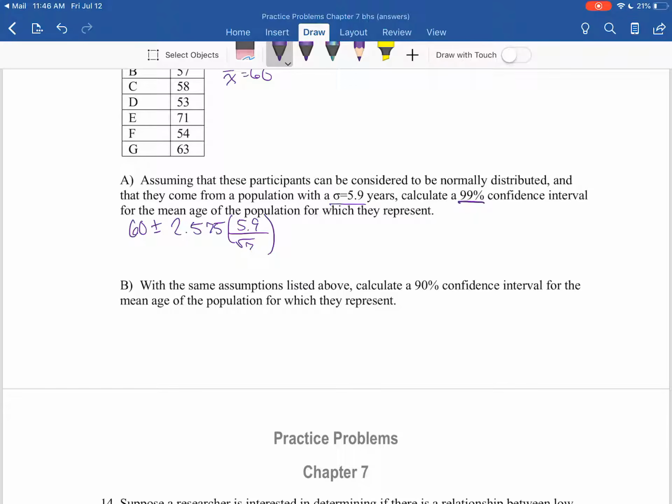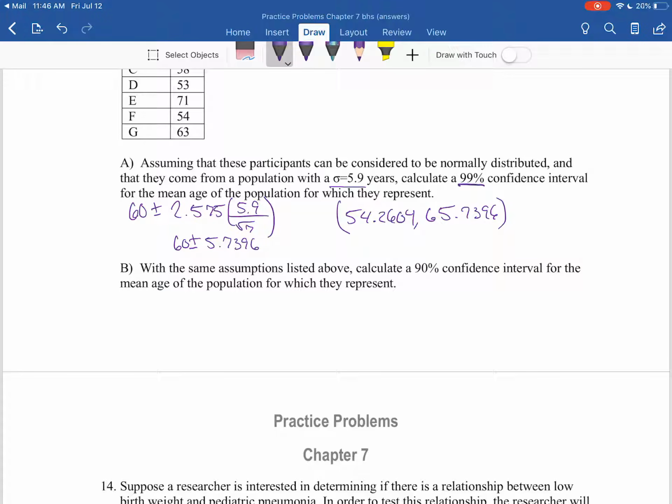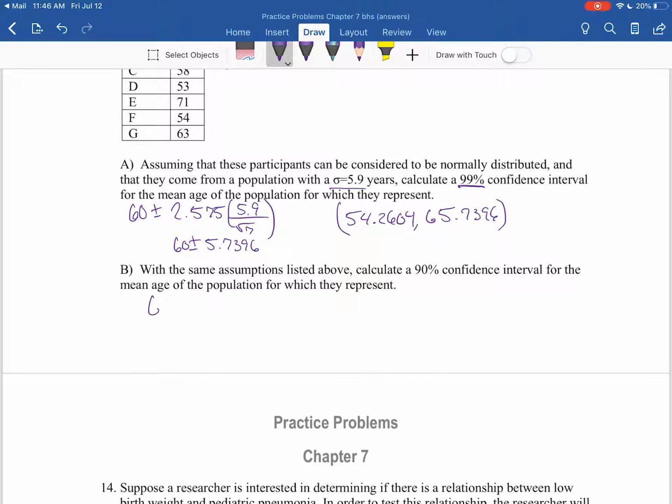n. When we write all this out, we're going to get 60 plus or minus 5.7396, giving us a confidence interval of 54.2604 to 65.7396. Do the same thing using a 90% confidence interval.